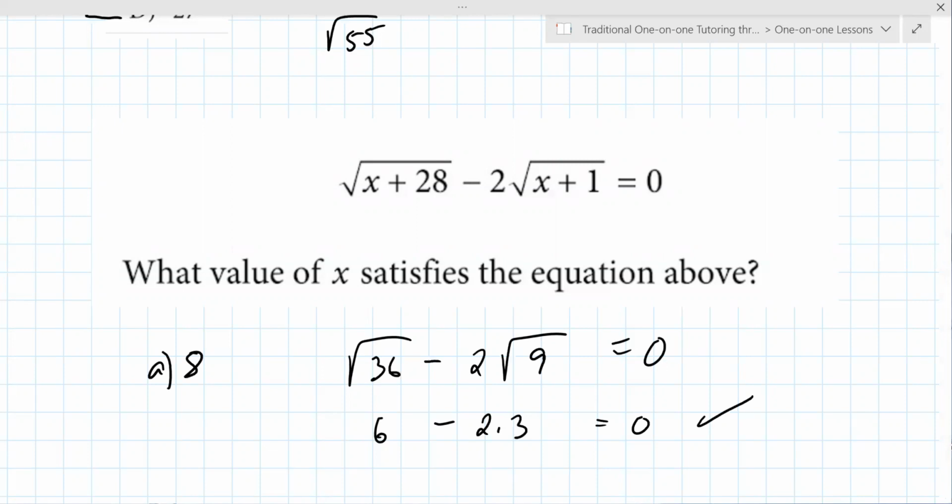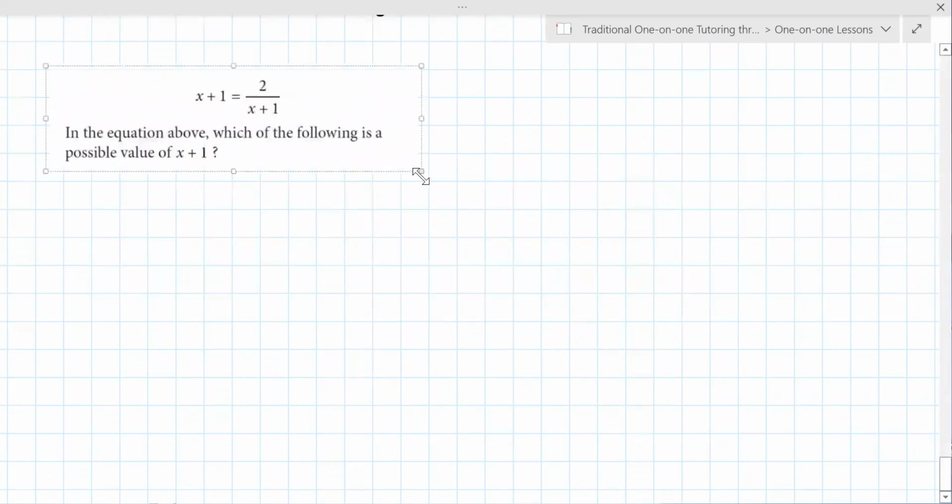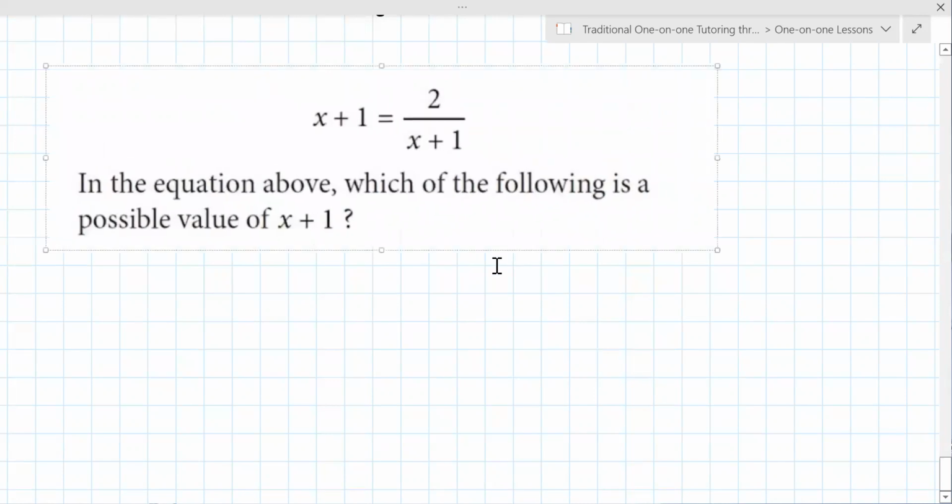Okay. Let me give you another question here to look at. All right, so take a look at this. There will be answers, but I want to ask you how you might try to solve this without looking at the answers. What would you do?